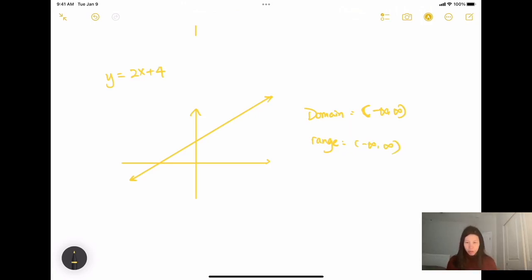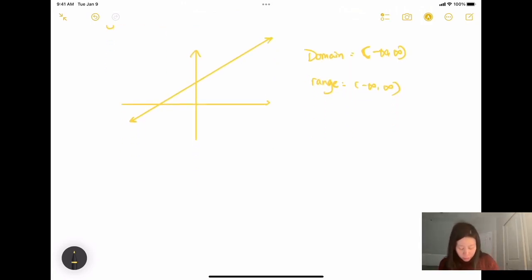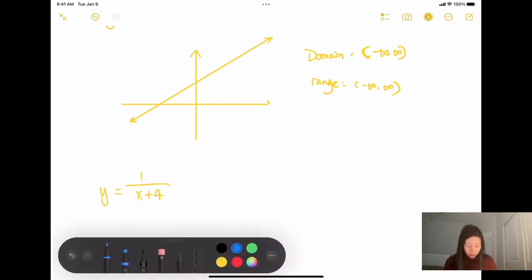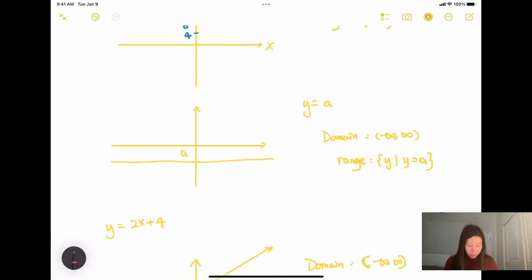What about a reciprocal function? If I have a reciprocal function like 1 over x plus 4, what will be the domain if you don't know the graph? We haven't learned how to draw the graph of a reciprocal function yet. If you don't have a graphing calculator, how would you do that? So now let's look. I'm going to use a red pen.